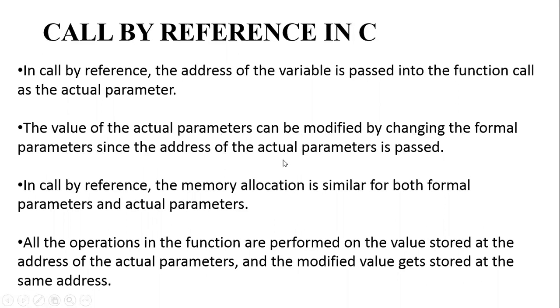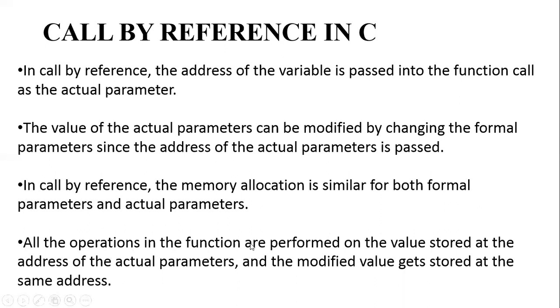The value of the actual parameter can be modified by changing the formal parameters, since the address of the actual parameters is passed. Again, in call by reference, the memory allocation is similar. In call by value, the memory allocation is different for different methods. The main method has a different allocation, and the user defined method has a different allocation.